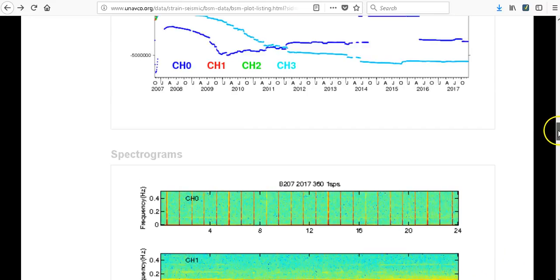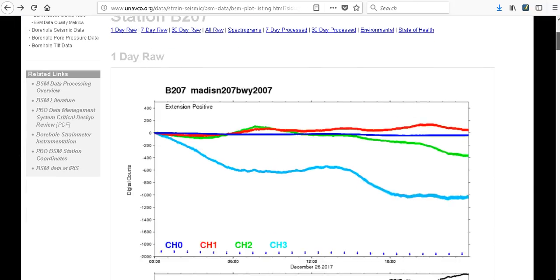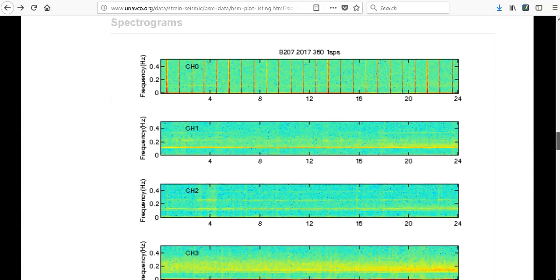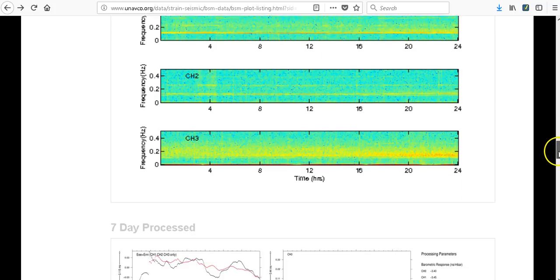And also, guys, here are the borehole strain meters for UNAVCO. And this is for Madison. Thank God they did not take this down. C360, this goes by the days of the year. The 360th day of the year right now is December 26th, so this is for yesterday. I think they're always a day behind. I think Mary Greeley said that.